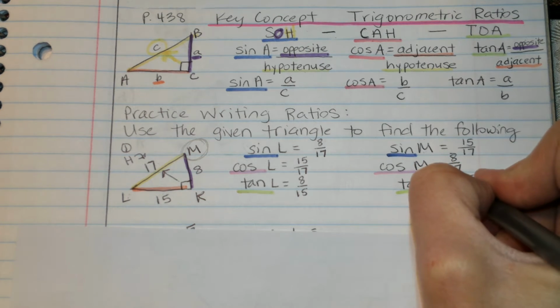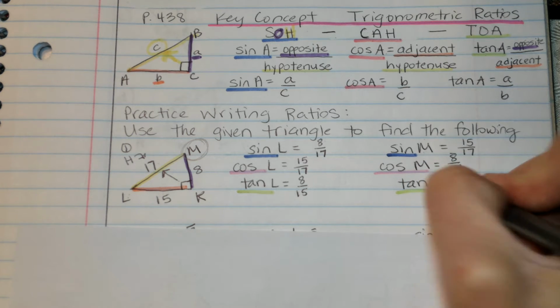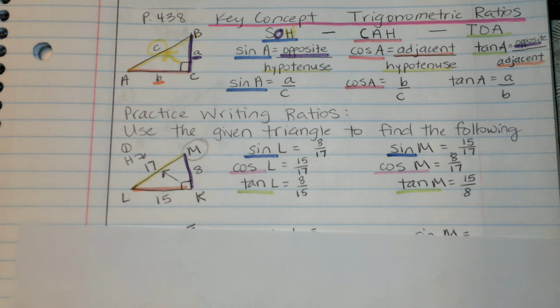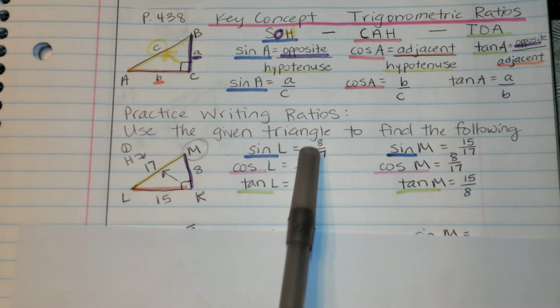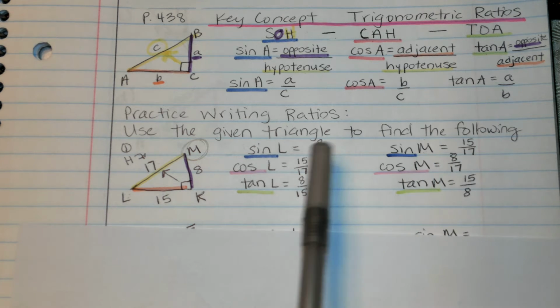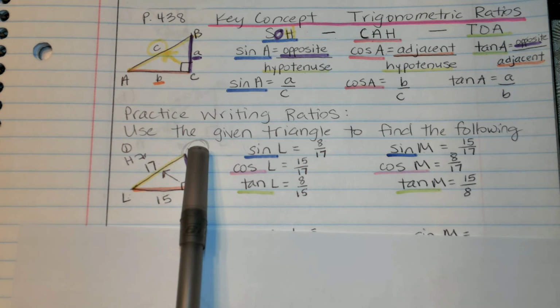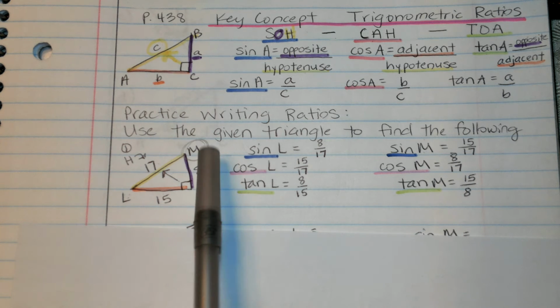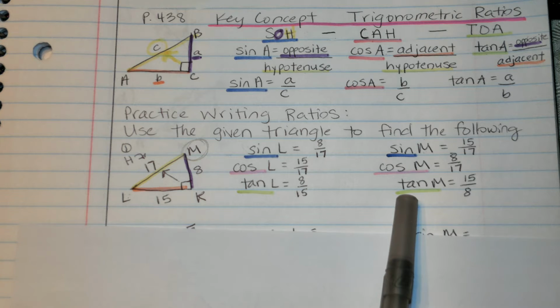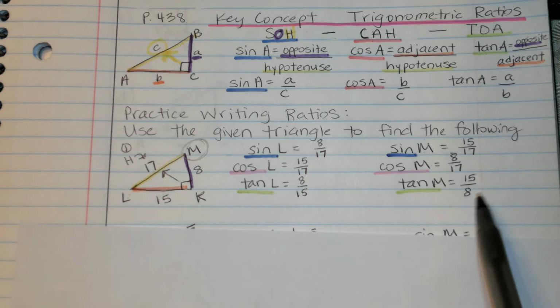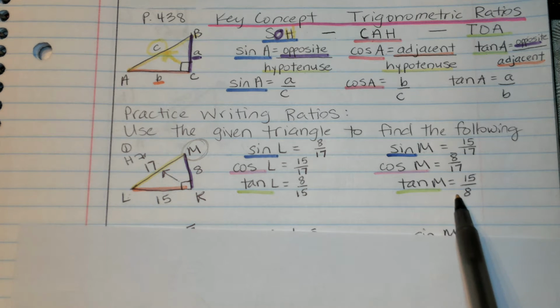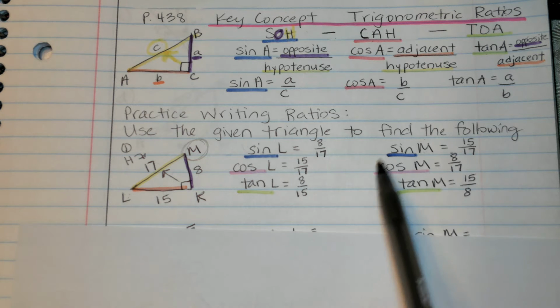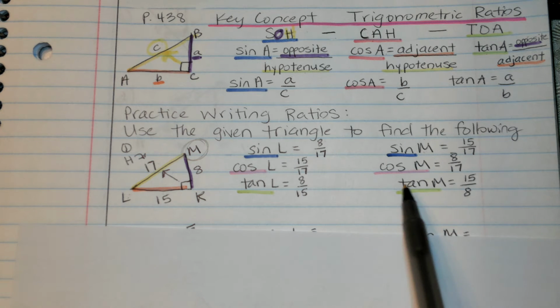And you can see that the ratios are different depending on which angle you're looking from. Sine L is different from sine M because L is a different angle than M. Cosine L is different than cosine M, again, because they're different angles. And tangent is different also. In fact, you can see that tangent is flipped over, and for cosine and sine, the ratios are switched.